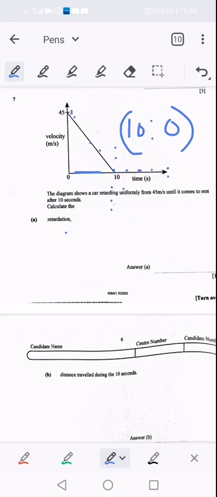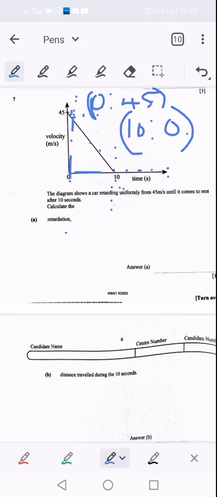So that is the gradient, which is the retardation. This other point on the line has x equal to 0, and y is 45. As you can see, please, use your knowledge of graphs, how to identify a point. So this point is (0, 45), and this point is (10, 0). So I use these points to find the gradient.